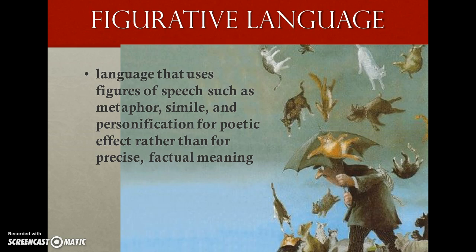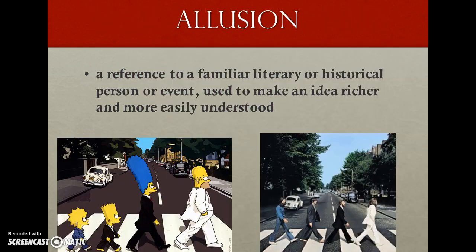First one is figurative language, language that uses figures of speech, similes, metaphors, personification, for more of a poetic effect rather than precise actual meaning. And we'll get into the specifics of each one of these as we continue on. But for example, here you can see it's raining cats and dogs. It's figurative language. It's used for more of a poetic effect. It's not actually raining cats and dogs. We know that the exact term for this would be called an idiom.